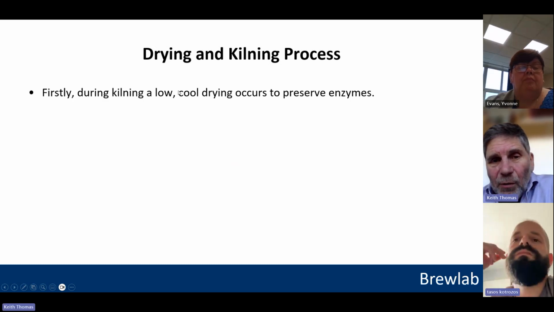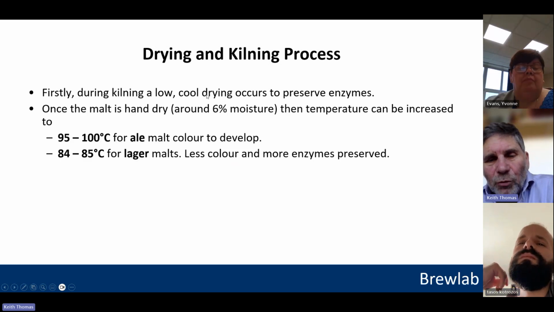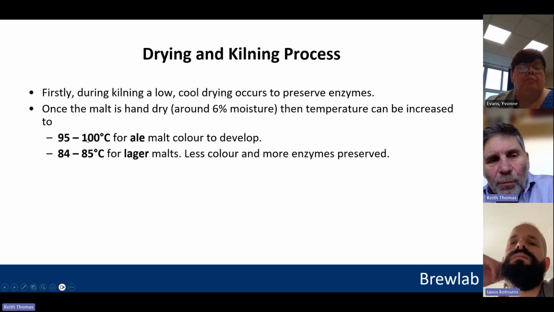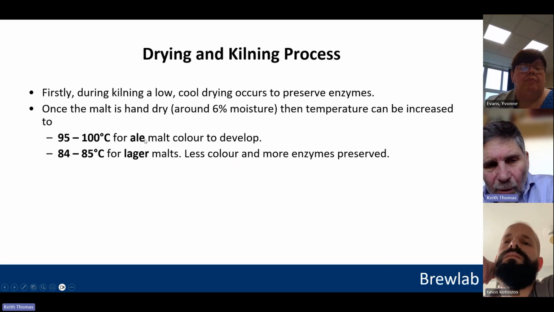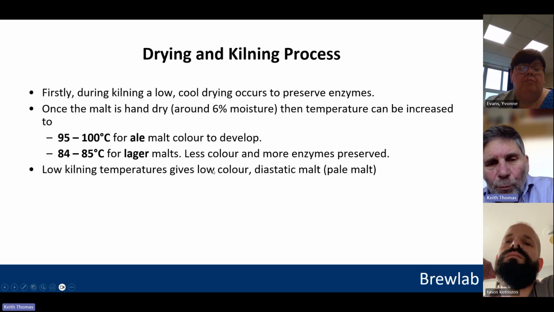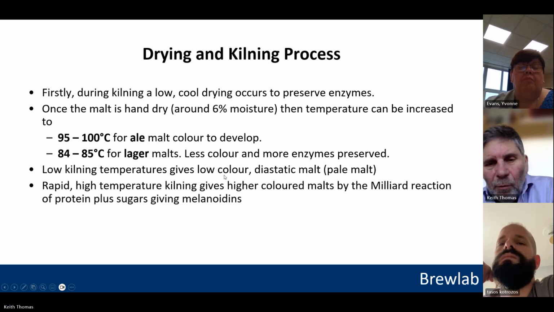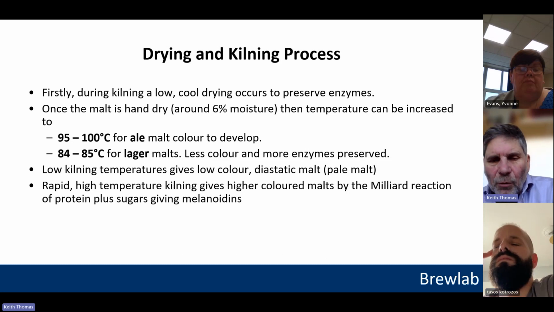At the beginning of kilning, it's fairly low temperature, 55 or so. That's cool drying, and then it goes up to 95 to 100 for ale malts, a bit lower for lager malts because we don't want so much colour, and a little bit more enzyme activity. But it could be higher temperature for darker malts. Generally low colour, but the higher temperature gives more coloured malts because of the reaction between proteins and sugars, glucose and so on, which gives these melanoidins and darker colours.